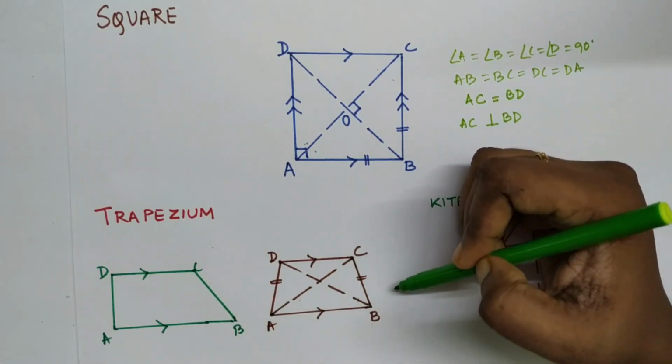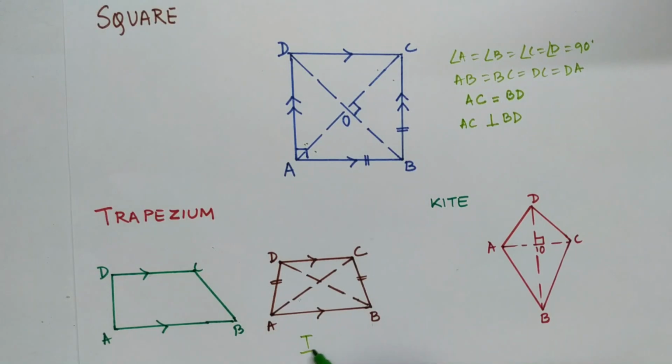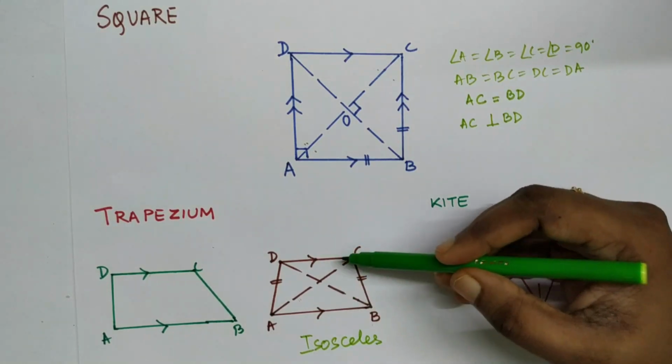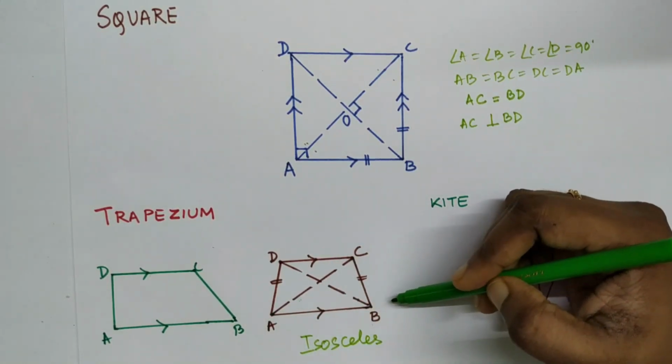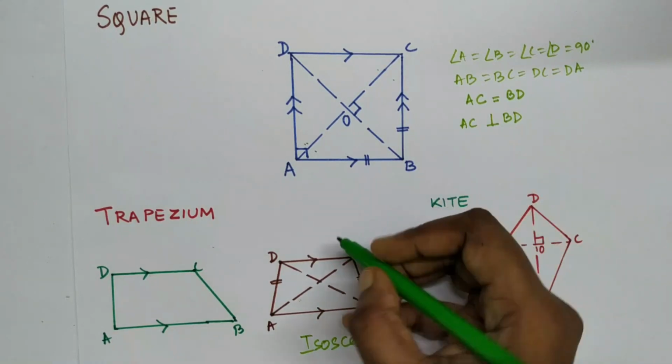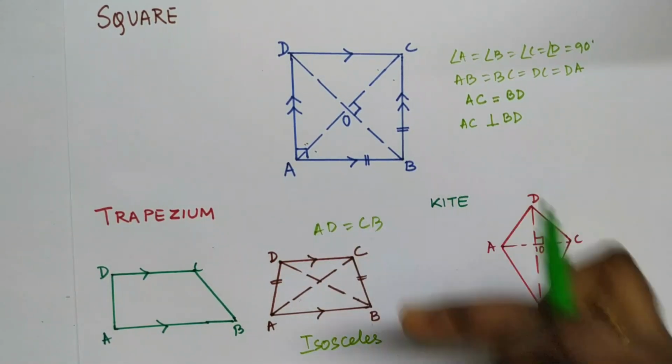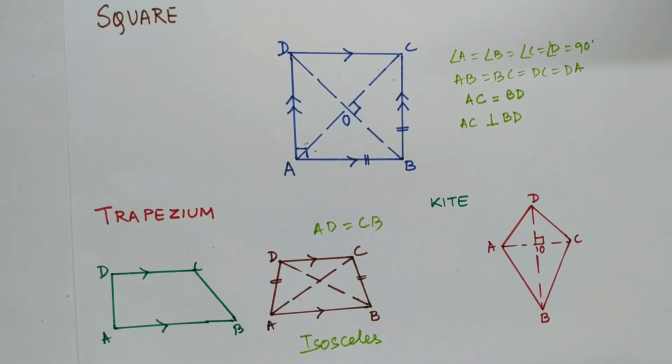Same is in this trapezium, which is called an isosceles trapezium. In an isosceles trapezium, the opposite sides are parallel and the non-parallel sides are equal. So here AD will be equal to CB. AD is equal to CB. So that becomes an isosceles trapezium.